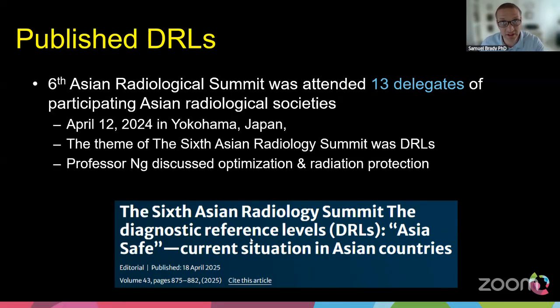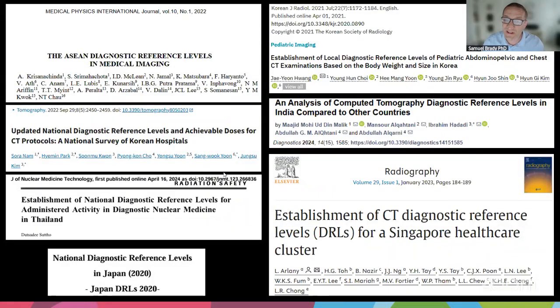So this is a freely downloadable publication, and it gives you the ability to see where your country and other countries are with respect to DRLs. In fact, our own emeritus president of the AOSR, Professor Ng, discussed radiation optimization and protection as the keynote speaker at that summit. So once again, these are just some examples of your countries and the various different DRLs published with respect to CT, fluoroscopy. Here from Thailand is nuclear medicine.